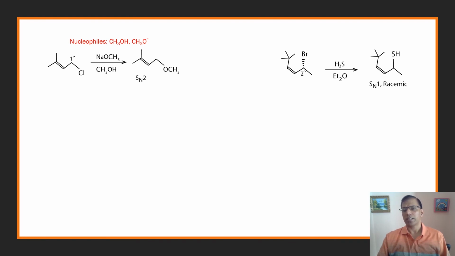So let's look at another example. In this particular case, this is a secondary halide, and there's a double bond next to it. The reaction occurs in ether. Ether is a nonpolar solvent, and hydrogen sulfide is the nucleophile. So in this case, the reaction will occur by an SN1 mechanism, and the product will be racemic.